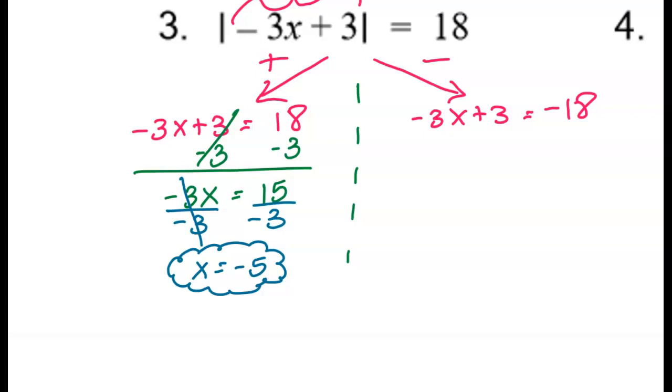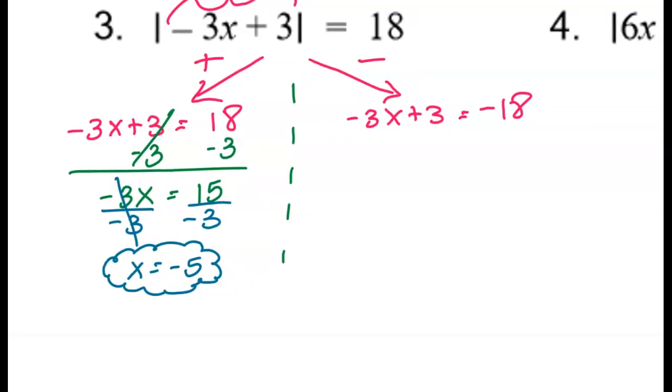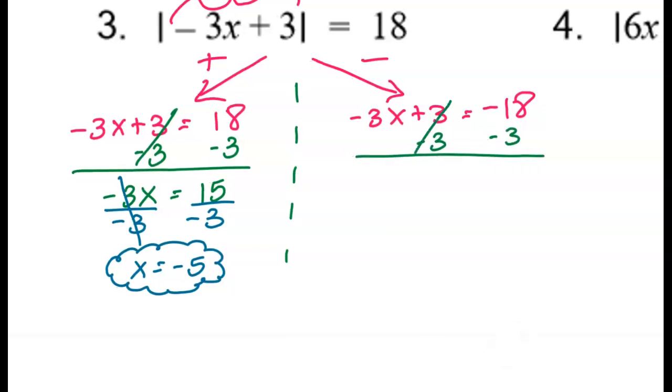Now we need to repeat this. What's my first step on the negative side? What do I do first? Subtract 3. What is negative 18 minus 3? So I have negative 3x equals negative 21.